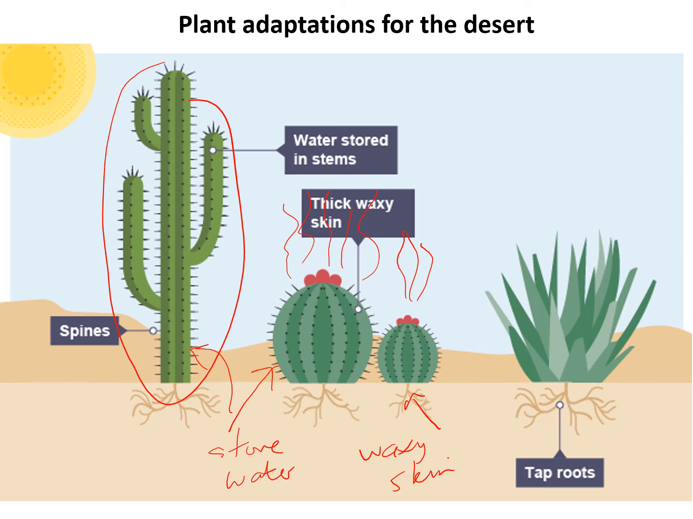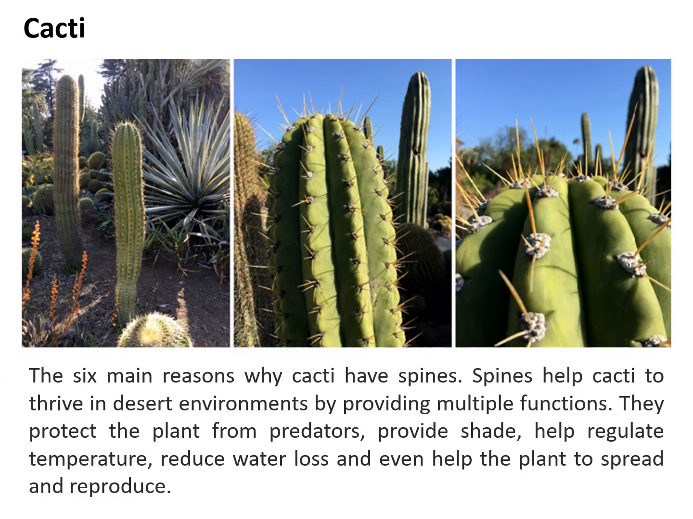Okay, some plants have these long roots that go right down deep under the ground. These are called tap roots, and they go down to the water level deep under the sand or the rock. So here we have a cactus. Now, the plural of cactus is cacti. And there are 6 main reasons why cacti have spines.